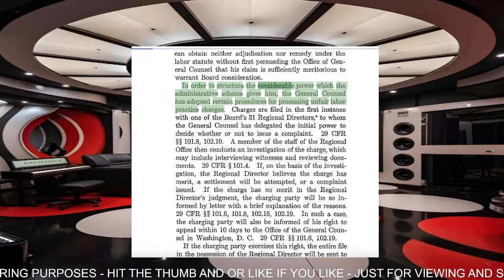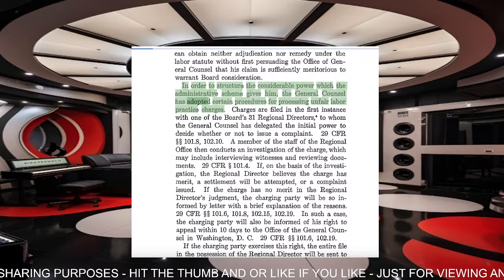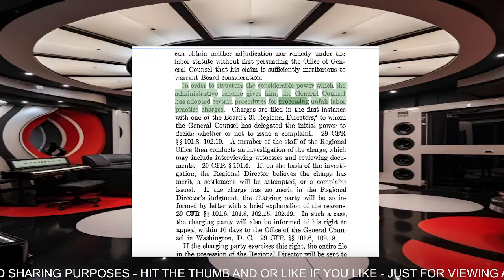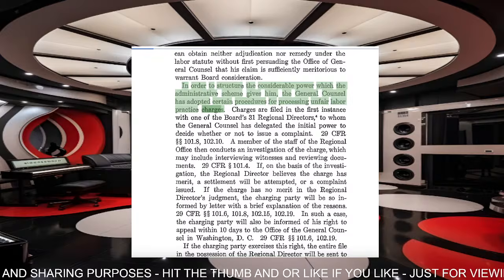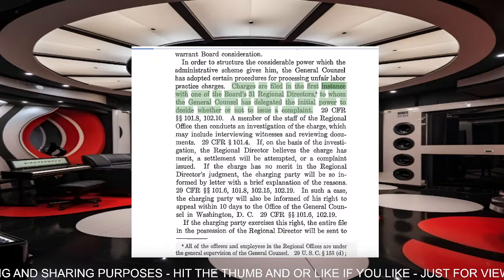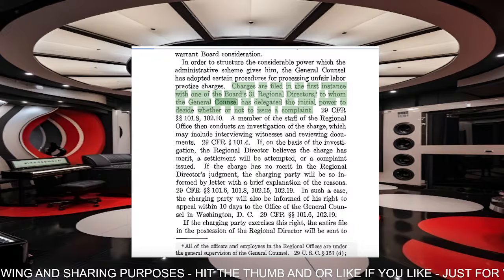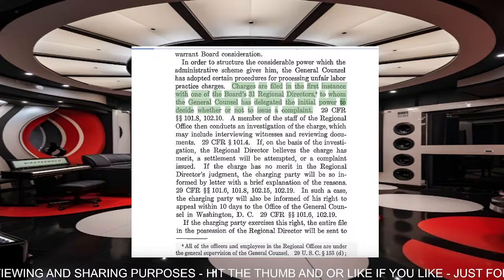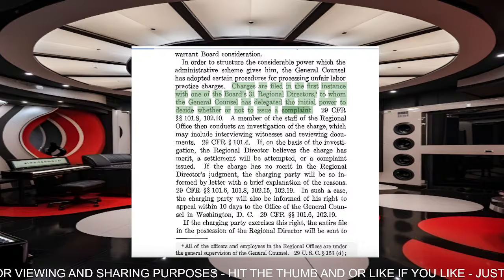In order to structure the considerable power which the administrative scheme gives him, the General Counsel has adopted certain procedures for processing unfair labor practice charges. Charges are filed in the first instance with one of the Board's 31 regional directors, to whom the General Counsel has delegated the initial power to decide whether or not to issue a complaint.